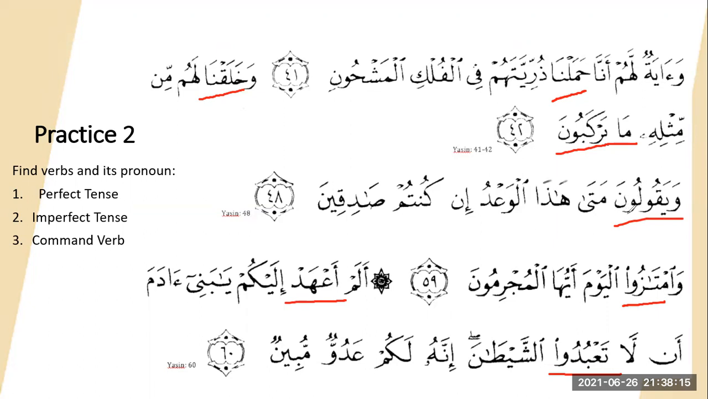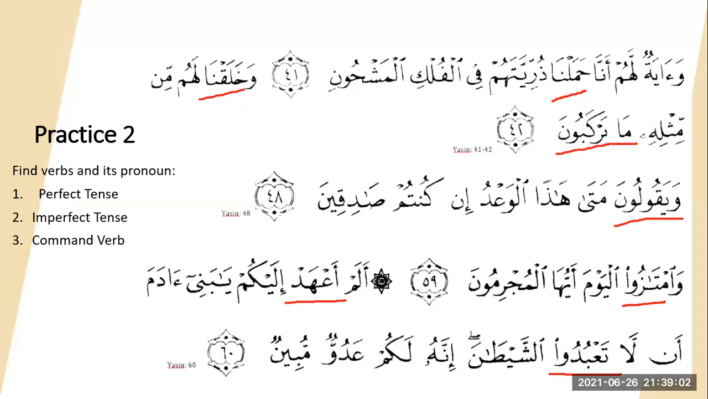Ta'budu, you worship. The la there means not or don't. In this case it's don't, because ta'budu has lost its nun. The original form is actually "ta'buduna". There are two types of la. One la is la nahi, like this one, "la ta'budu", don't worship. The other is la nafi, the negative, "la ta'buduna", you do not worship. In this case, this la is don't. Don't worship shaitan.